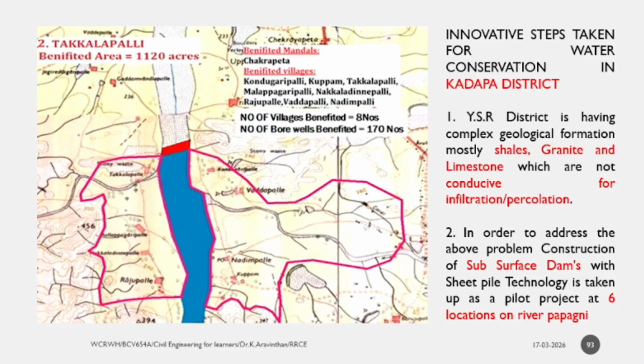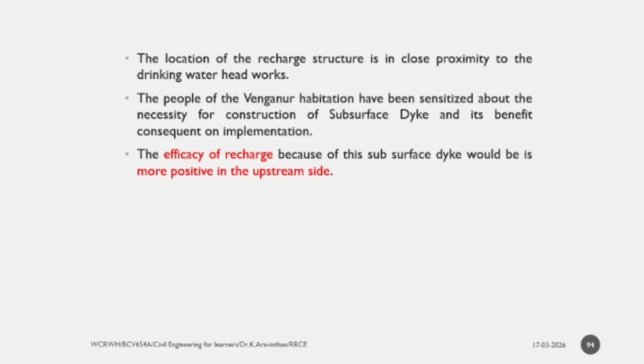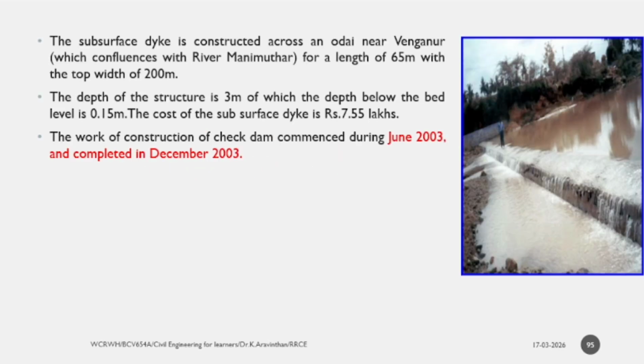In order to take the groundwater, this is a YSR district, and the subsurface dam they have constructed using this, and the efficiency has increased in those areas. Next thing, this is the state of Tamil Nadu I have told. There they have built it in 2003. What is the cost of that? Only 7.55 lakhs cost of construction. But to construct a dam, it needs 100 crores.